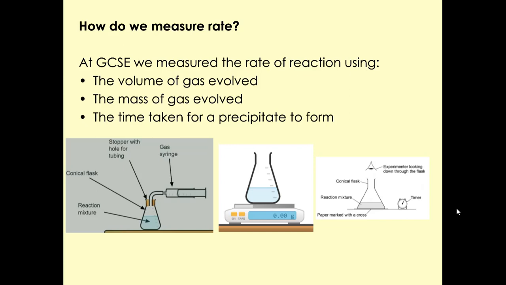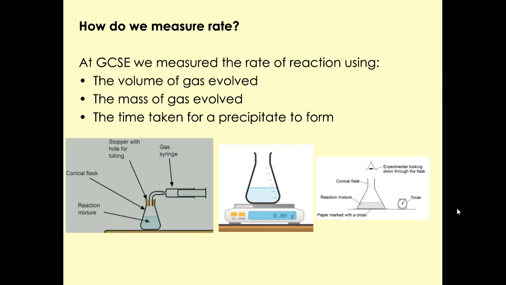So how do we measure rate? If we think back to GCSE, you'll have done some experiments where you've measured the rate of reaction. You might have measured the volume of gas evolved. There's a picture there of a gas syringe, which is the best method for collecting gas and measuring the volume of gas given off in a reaction, but you might have done it in an upturned measuring cylinder in a trough of water by displacement.